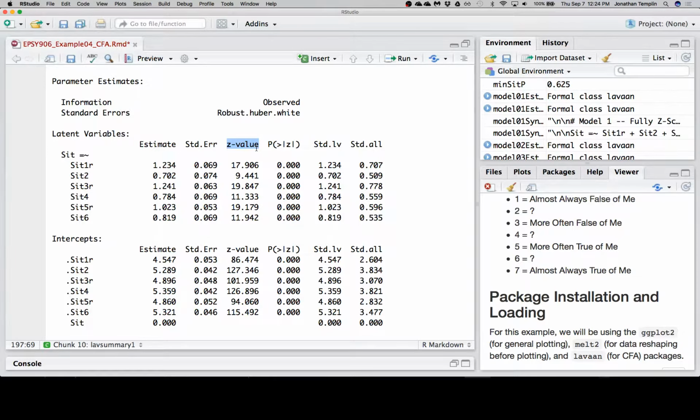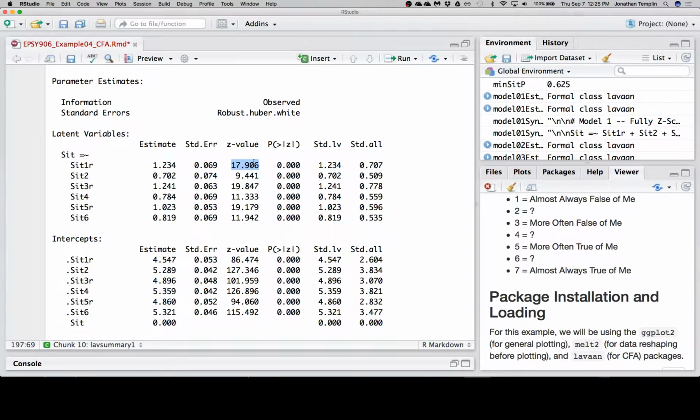A Wald test is a test where we take the parameter estimate and divide it by its standard error. And this gives us a test statistic that is, in theory, as n goes to infinity, converging in probability to a normal distribution. That means we can test that parameter for being different from 0 using this z statistic right here. So that's what a Wald test is.